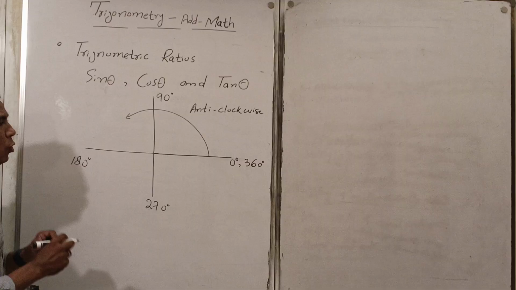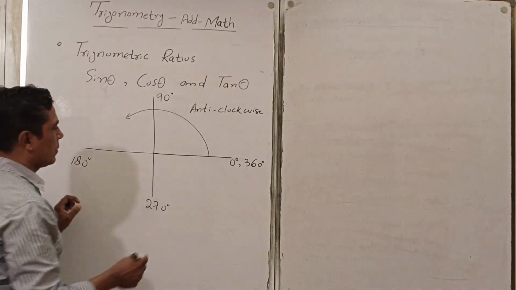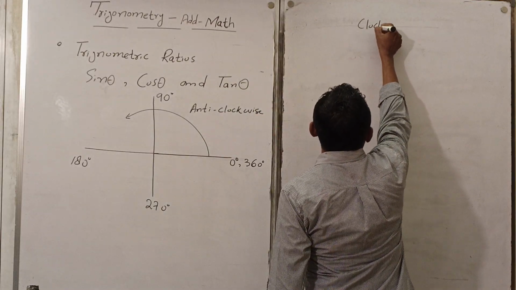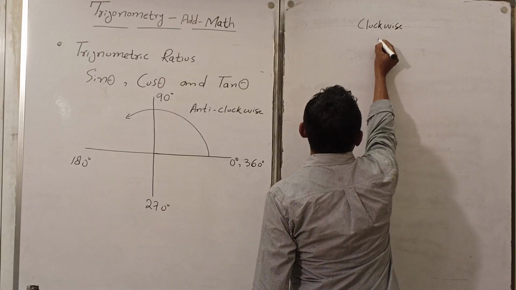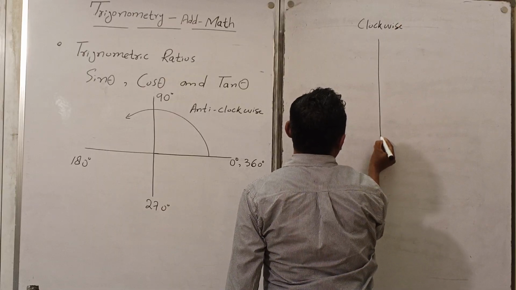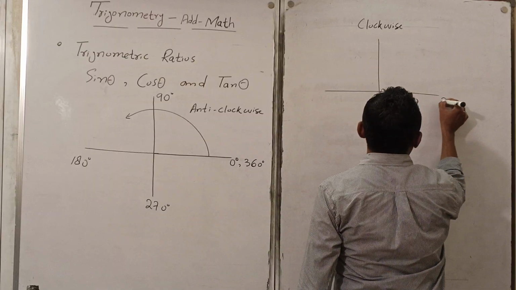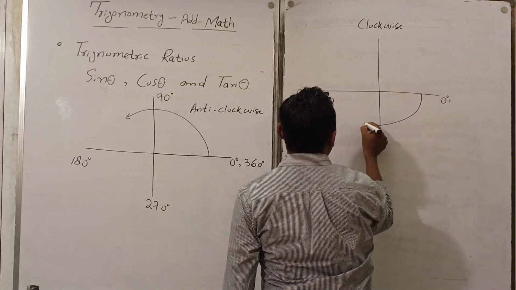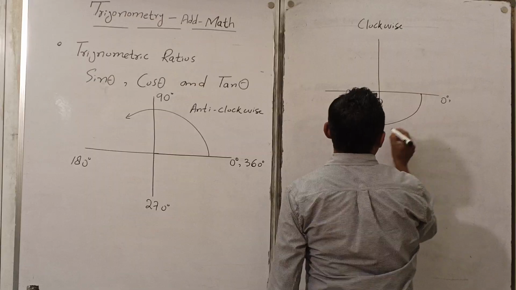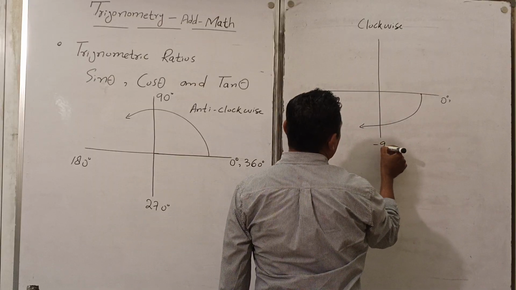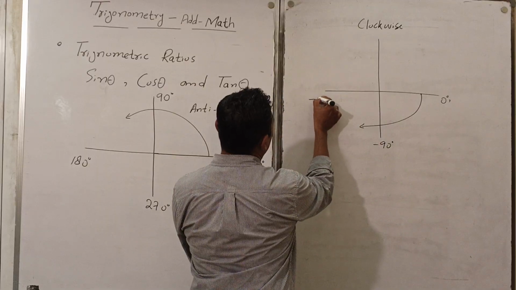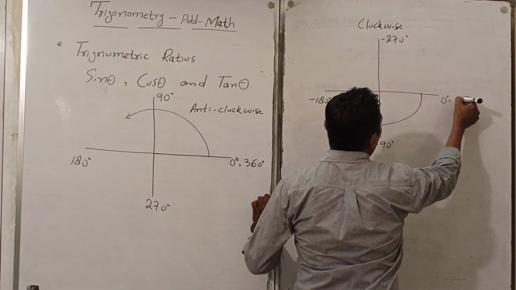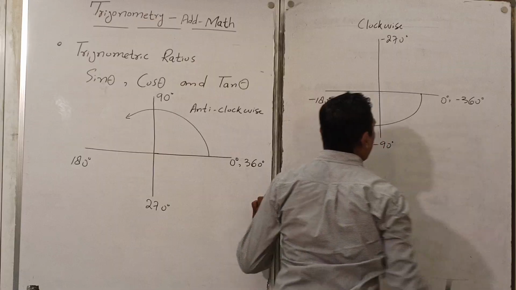When we move towards clockwise, this is clockwise movement. 0 degree, then what about this one? Minus 90 degree, right? Minus 180 degree, minus 270 degree, and so on, minus 360 degree. You got my point?